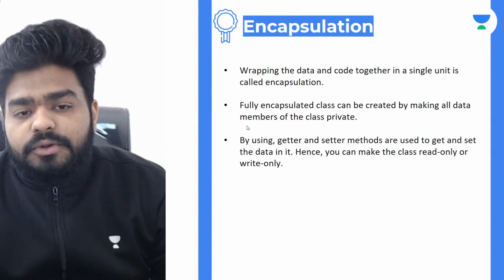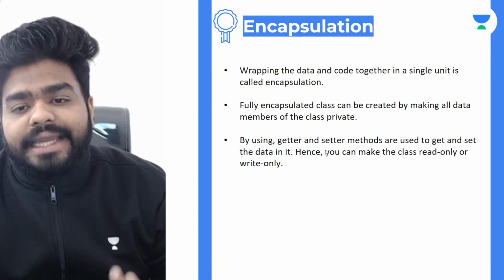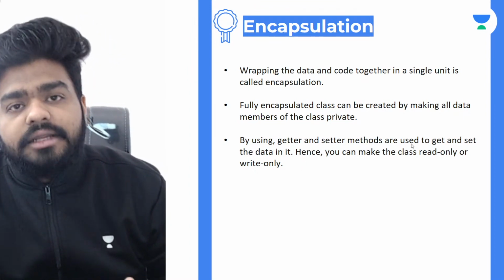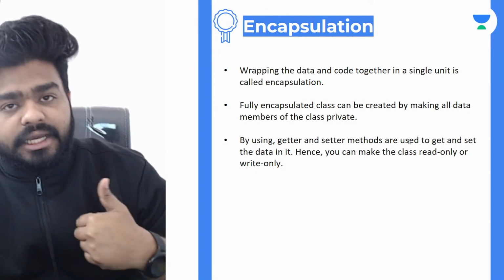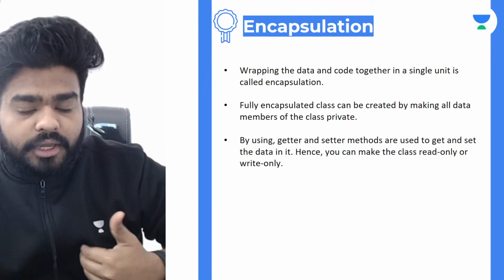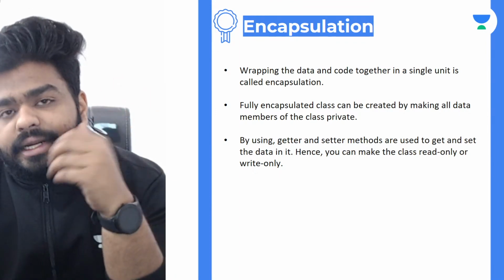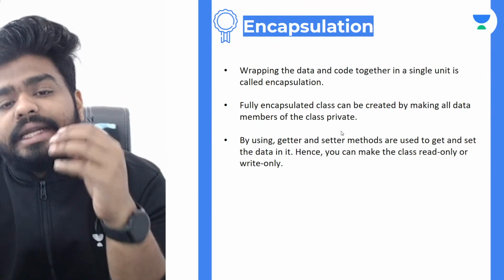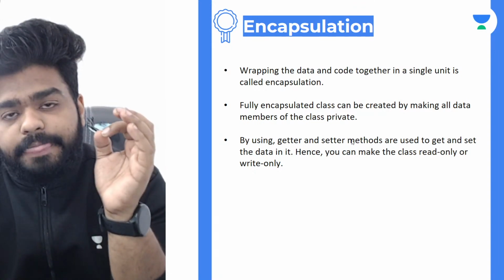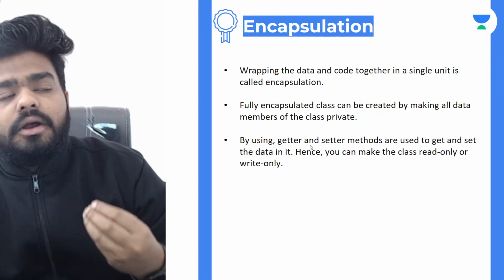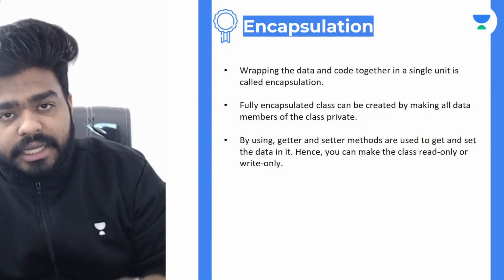Getter and setter methods are used to get and set the data in it. Basically, get methods are to get the data. If you have data, you get it. Set means you set the value. Why do we need getter and setter? When do we need to use getter and setter methods? See, normally we don't use getter and setter methods because our data member is already public.